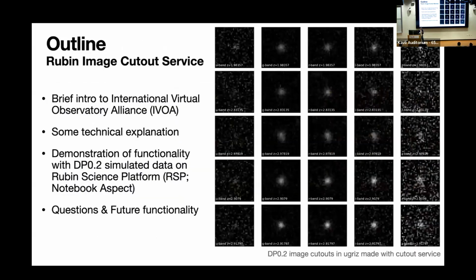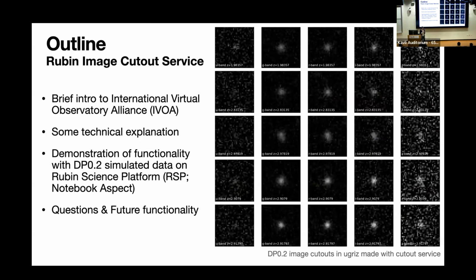This is a brief outline of what I'm going to talk about. I'm going to start with a brief introduction to the International Virtual Observatory Alliance, which defines some of the functionality of the virtual observatory infrastructure. Rubin has built its architecture around being compliant with the virtual observatory, and that's where we get this cutout tool functionality from.